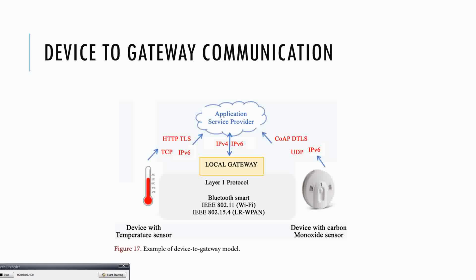Here you can see there is a local gateway, and there are certain protocols and software available which take care of the data provided by the temperature sensor and the carbon monoxide sensor, and it is communicating with the cloud. So this is communication using a gateway which has a certain application that makes this data available to the cloud. So these are the three basic ways of device communication in IoT networks.